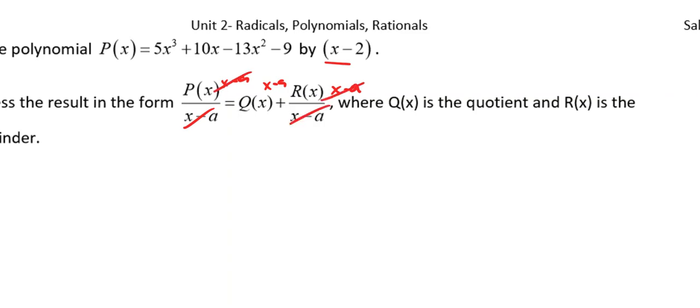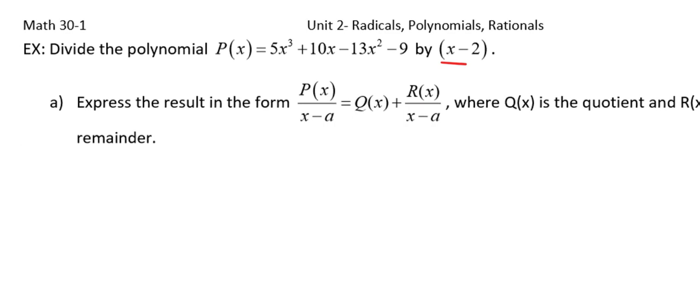Those would cancel. And I'd have back my original equation of p of x is equal to the quotient of x times the divisor of x plus the remainder. It is the same equation, it's just written differently. And this is kind of a common way to write it. You'll see this on the diploma and stuff. They just want you to find your answers and then write it in this form. So let's just divide it. We'll do it again.